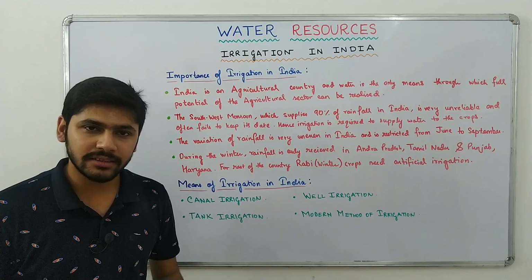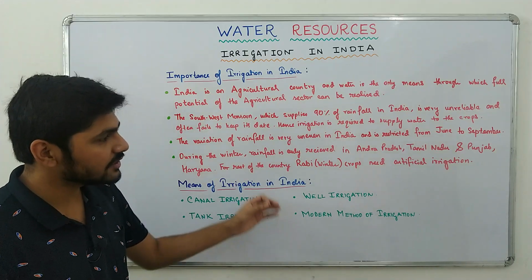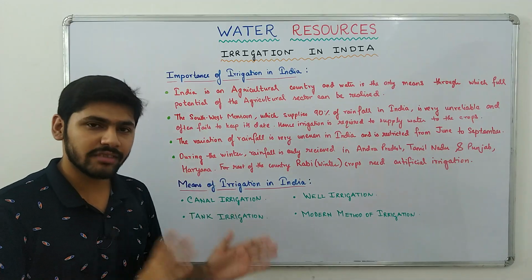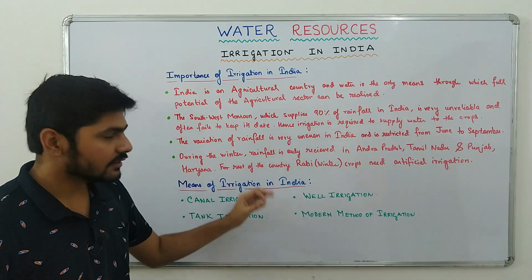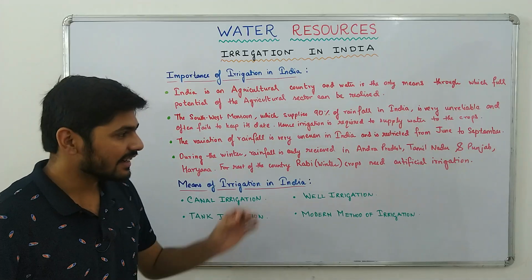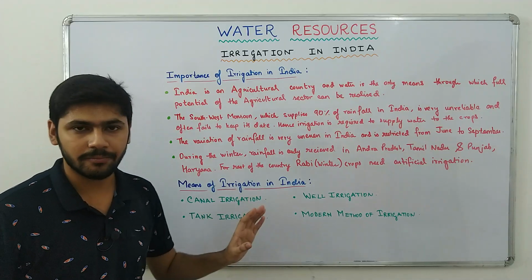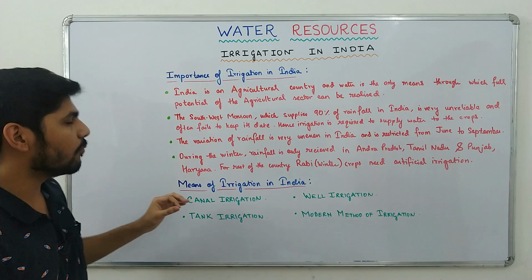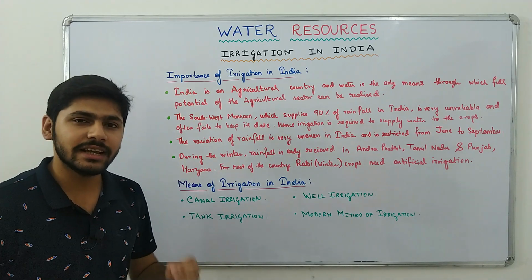In the winter months, only the states of Andhra Pradesh, Tamil Nadu, Punjab and Haryana receive rainfall. For the rest of the country, all the Rabi crops, that means the crops which are grown in winter, need artificial irrigation.